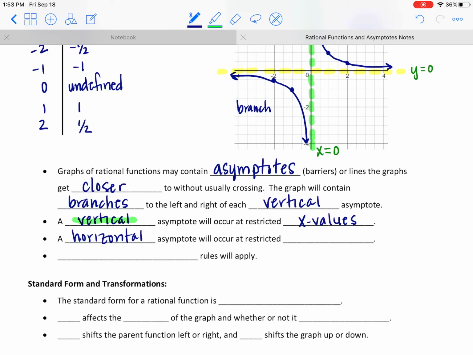So vertical asymptotes are going to be caused by restricted x values, and the horizontal one happened because our y's couldn't get to 0 in that parent function. So horizontal, again, that's going to be going left to right there, not up and down. Those are going to occur at restricted y values. And those aren't going to be as easy to see as the restricted x values, but we're going to talk about ways to find them.